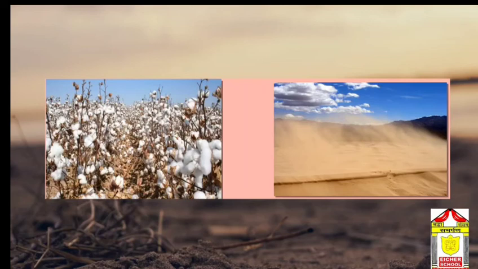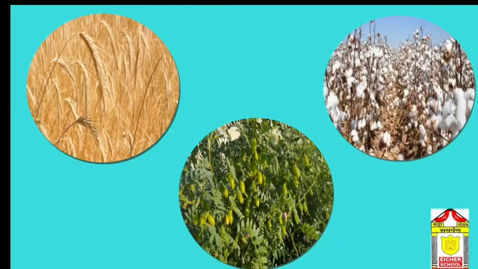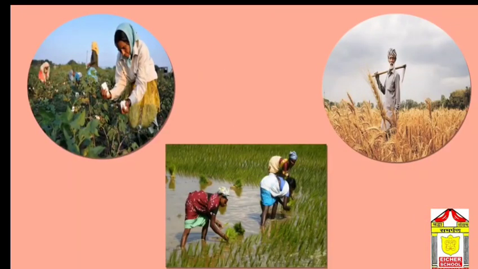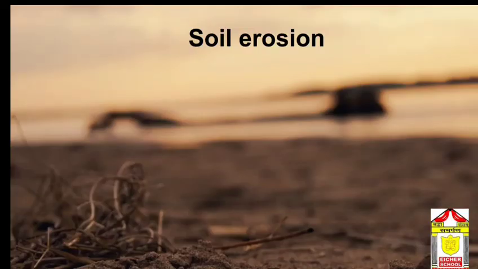Thus, we conclude that different types of soils are used to cultivate different types of crops. Crops such as wheat are grown in fine clay soil because they are rich in humus and are very fertile. It is clear to all of you.